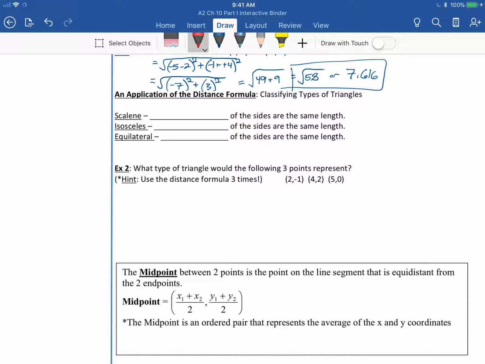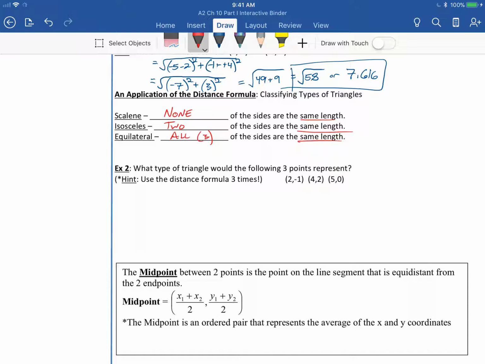We're going to find out if some triangles are scalene, isosceles, or equilateral. All right, and you guys have talked about these in geometry. Going back to geometry now, scalene has none of the sides the same length. Isosceles has 2 of the sides the same length, and an equilateral has all 3 of the sides the same length. All right, awesome. So that's what we're going to do here in the second example. We're going to talk about, hey, is this triangle isosceles, scalene, or equilateral?